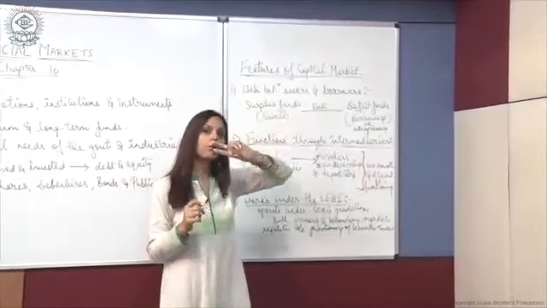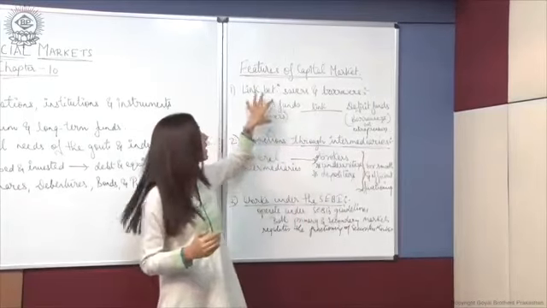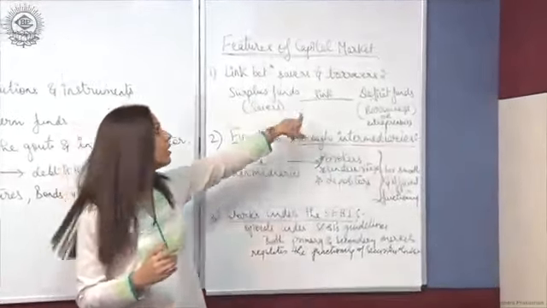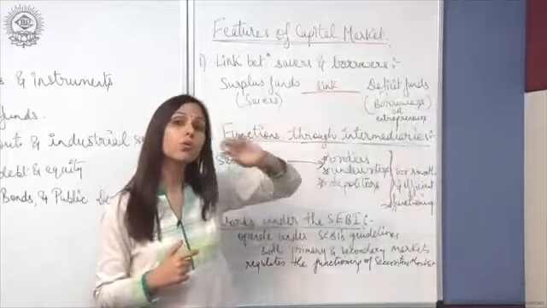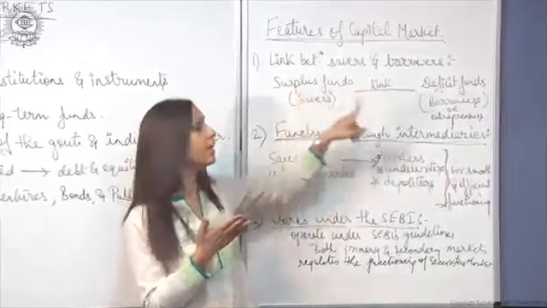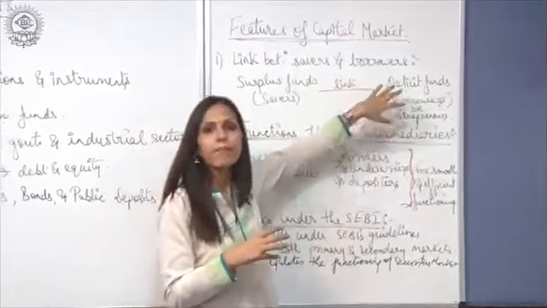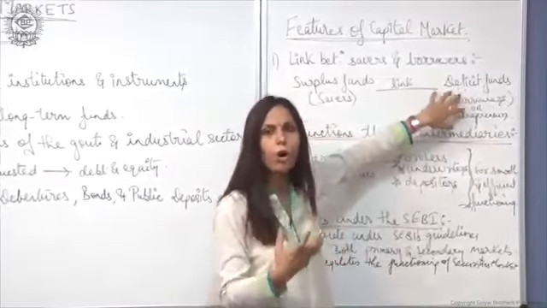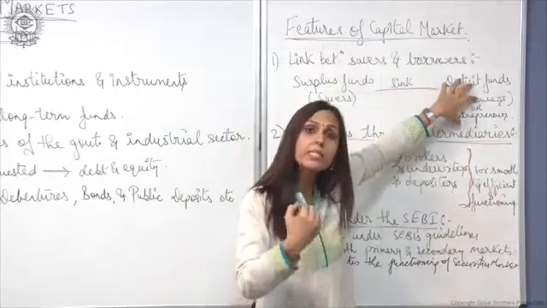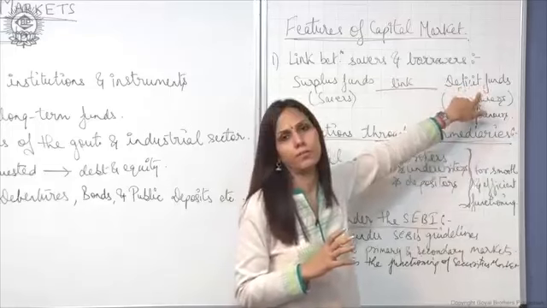So it bridges that gap, and provides a link to the savers wherein they can invest their surplus fund in the most productive use. Deficit units are called the entrepreneurs or the borrowers. They borrow money from the savers, and the money which is borrowed is invested in the most productive uses by this deficit unit.